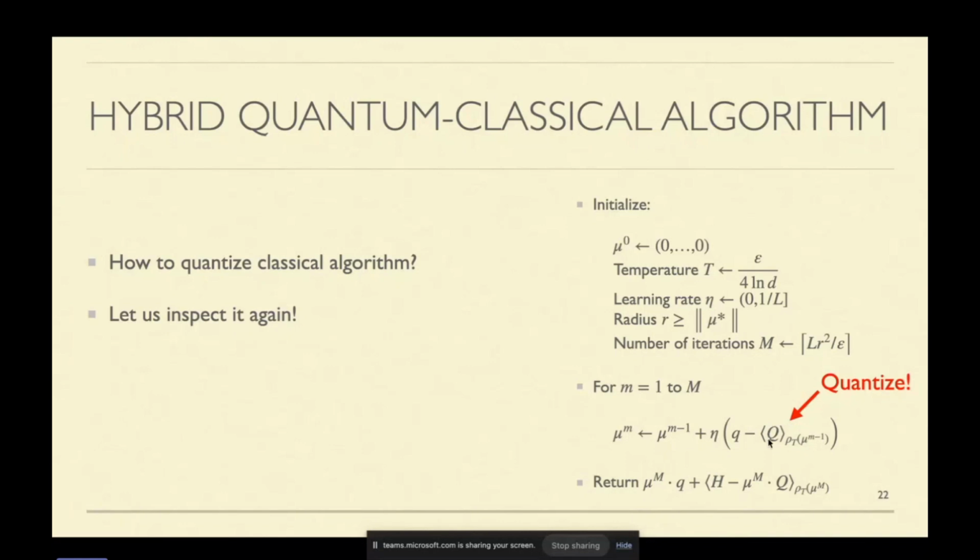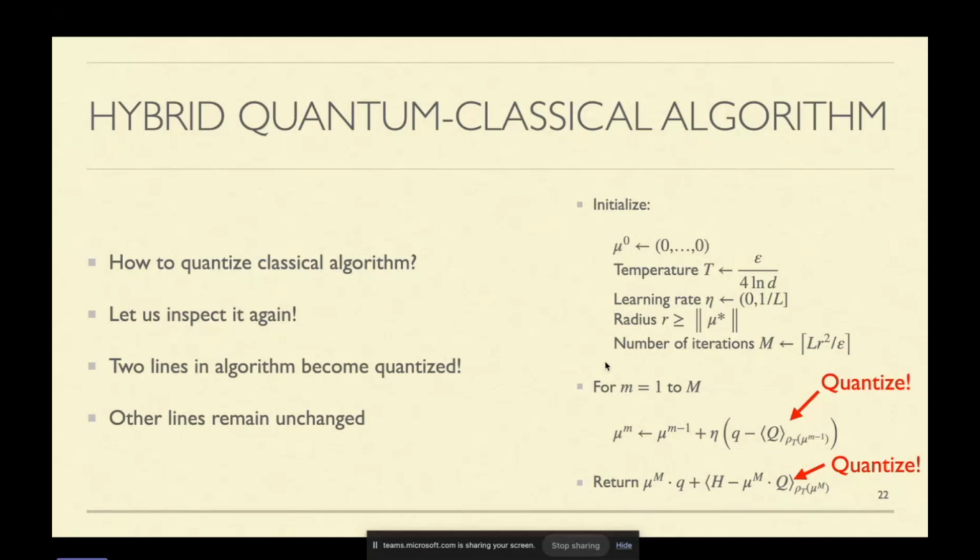This part we should do on a quantum computer, which is simply estimating the expectation of the observable of the ith charge on the thermal state at temperature T and with this chemical potential. And then similarly, we have to estimate this observable as well. If we do that, we have a quantum algorithm. And rather than doing deterministic gradient ascent, this algorithm will be doing stochastic gradient ascent, because this estimate will be a random variable that's meant to be an estimate of this deterministic value, and similarly here. So the algorithm remains essentially unchanged, but two lines become quantized.